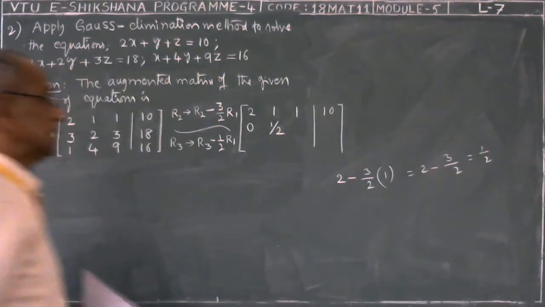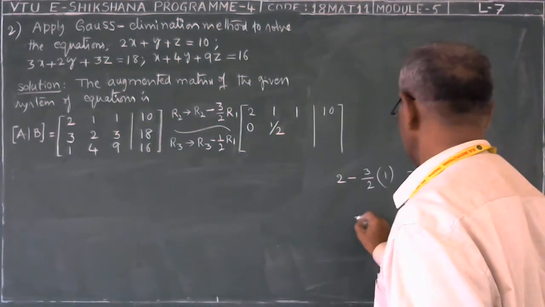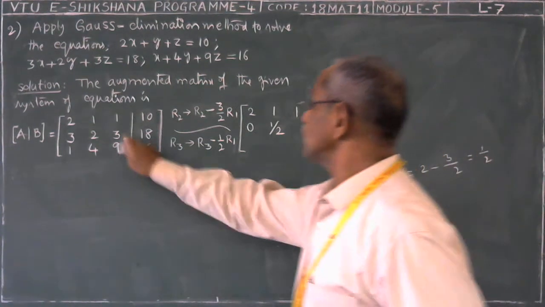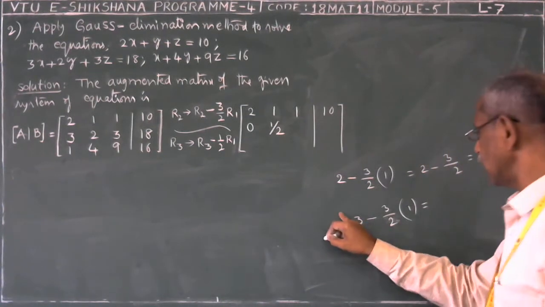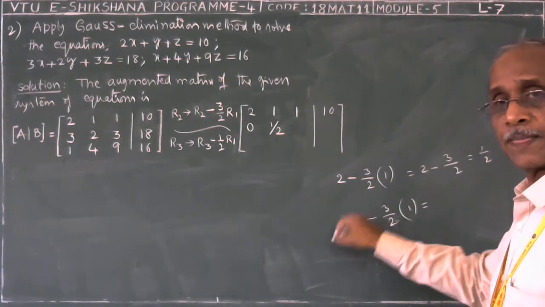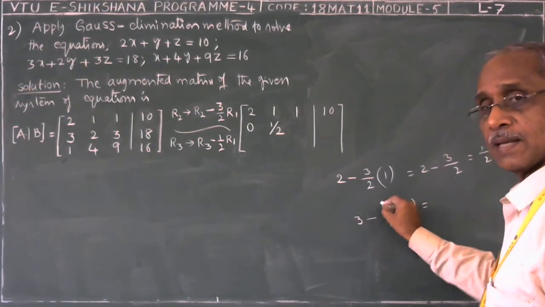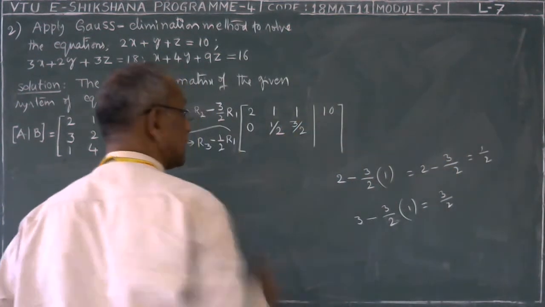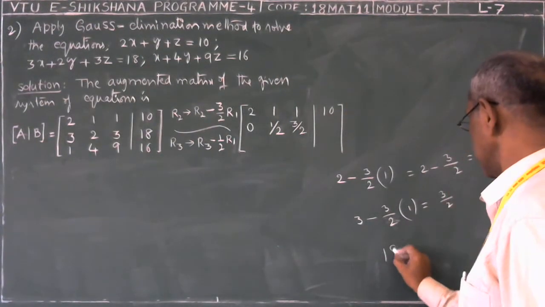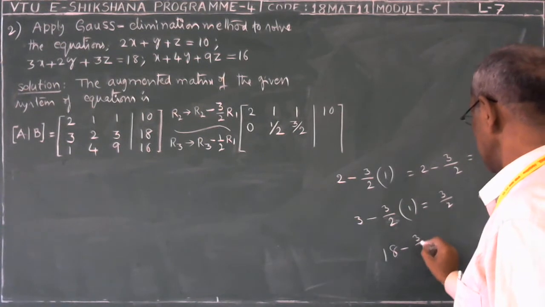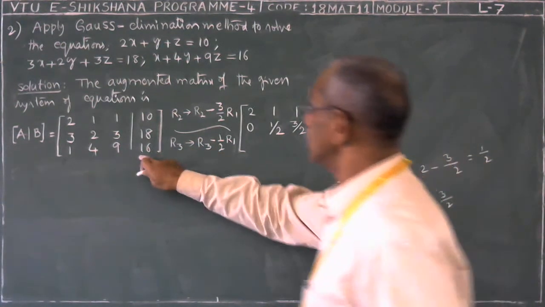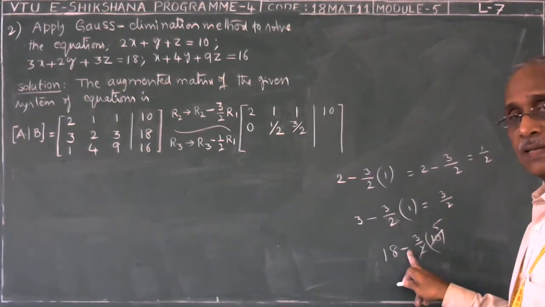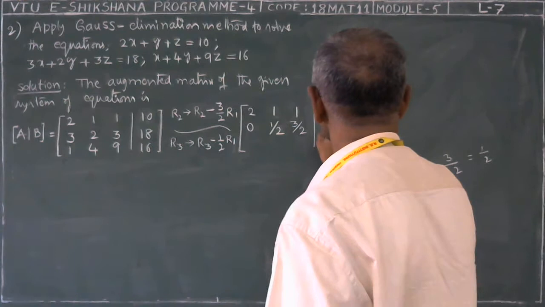Similarly, next element, 3 minus 3 by 2, corresponding element is 1. So this is 4, 6 minus 3, 3 by 2. So this is 3 by 2. Now 18 minus 3 by 2, corresponding element is 10 in R1. So 18 minus 15, that is 3. So this element is 3.